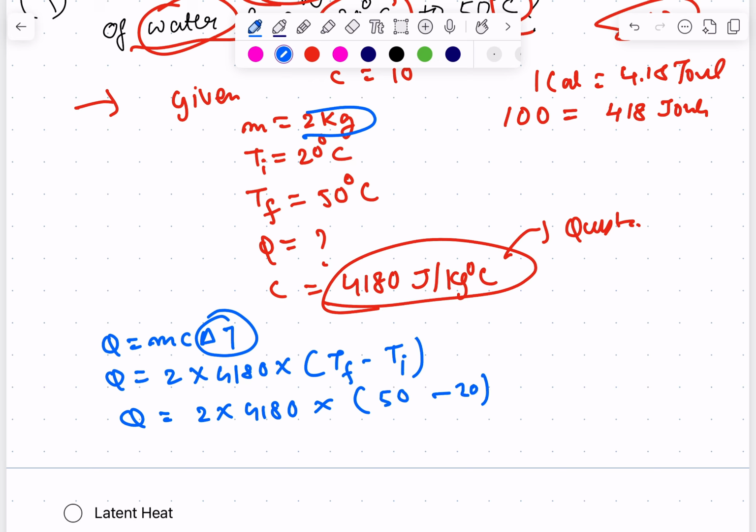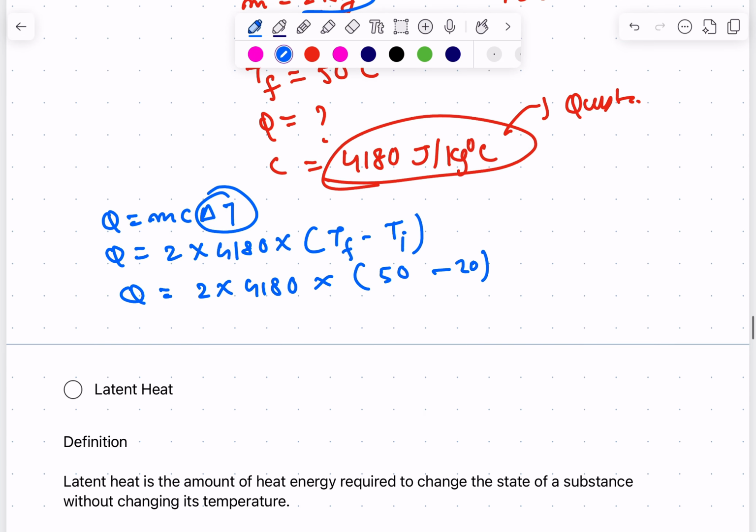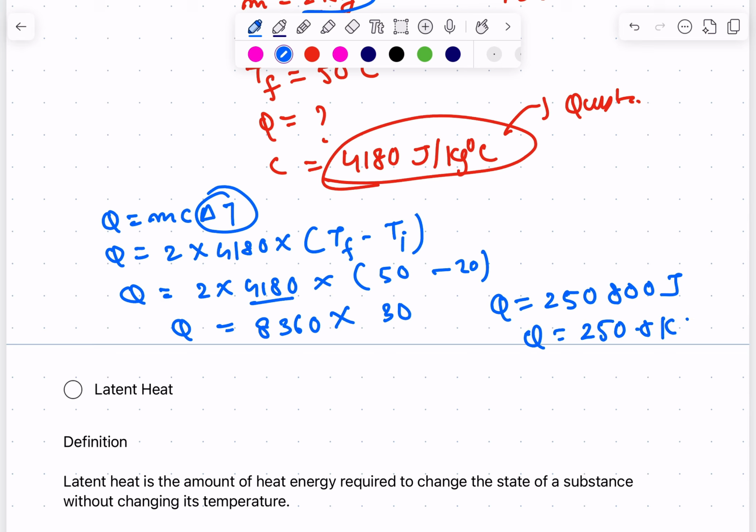If you want to convert it to Kelvin, the answer remains the same. When you find the difference, the answer is always the same. It doesn't matter; you can put it in Celsius, because we are considering this. 4180 into 2 will be 8360, into 30. This will be around 2,50,800. Okay, so Q will be 250,800 joule. So it will be around Q = 250.8 kilojoule if they ask in kilojoule.